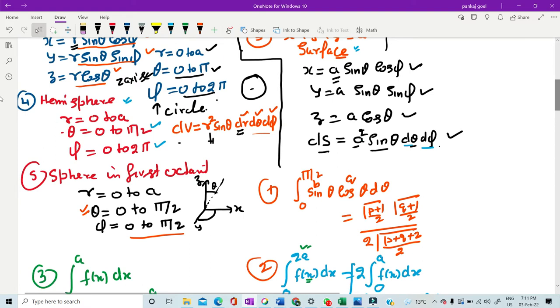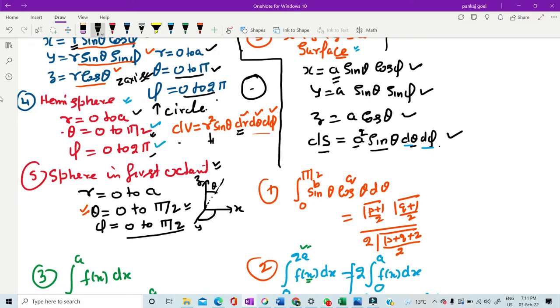Now if I suppose that we want to take a hemisphere, what will be changed? In case of hemisphere, r will be 0 to a and theta will be 0 to pi by 2 because we will take the positive z axis, and phi will be the same. In case of sphere in the first octant, what will change? Theta will be 0 to pi by 2 and phi also 0 to pi by 2 because we will take a quarter of the circle. So we will take 0 to pi by 2.